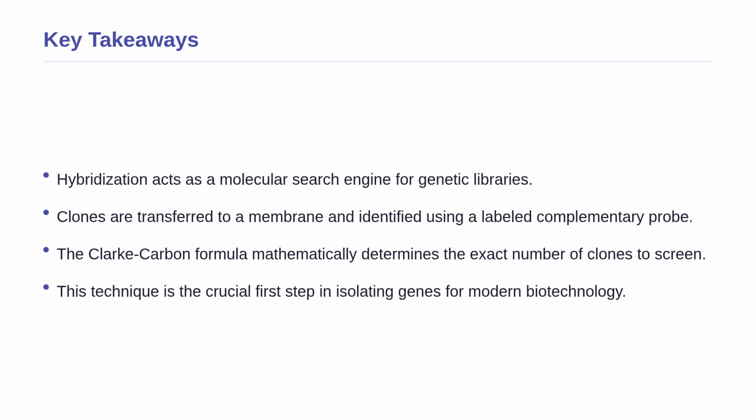Second, we learned that the Clark-Carbon formula helps us mathematically determine exactly how many clones we need to screen to guarantee success, balancing our desired confidence against the library size. Mastering this technique is the first crucial step in isolating genes for cloning, sequencing, and creating genetically modified organisms. You now have a solid understanding of how we find specific genes in biotechnology.